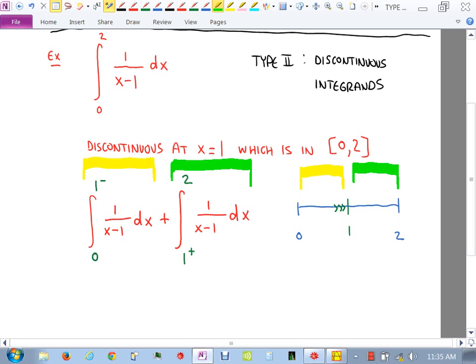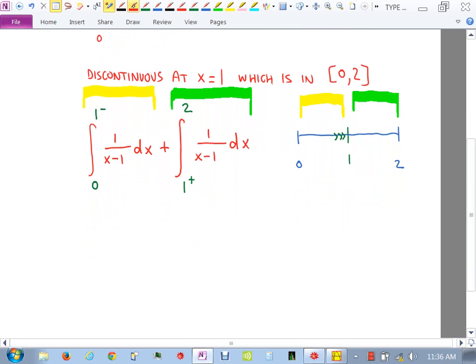Let's take a look at the first integral. This one right here. The antiderivative is natural log of the absolute value of x minus 1. We're going to evaluate that from 0 to 1 from the left.